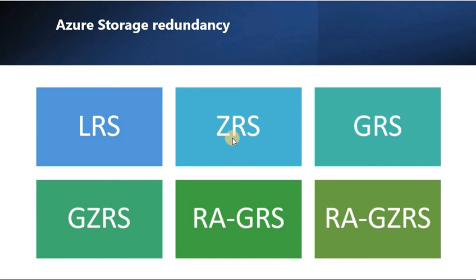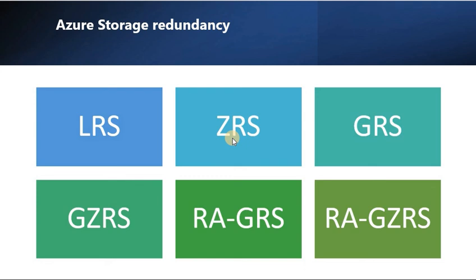Talking about ZRS, it copies your data synchronously across three availability zones in the primary region, and each availability zone is a separate physical location with independent power, cooling, and networking. If one availability zone is experiencing an outage, your data remains accessible from another availability zone in the same Azure region.